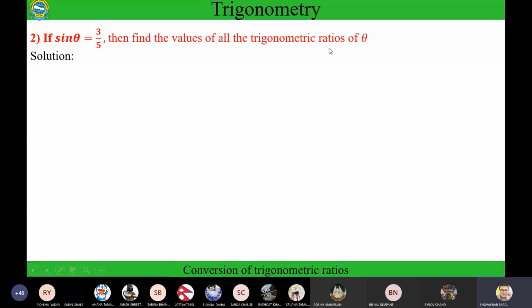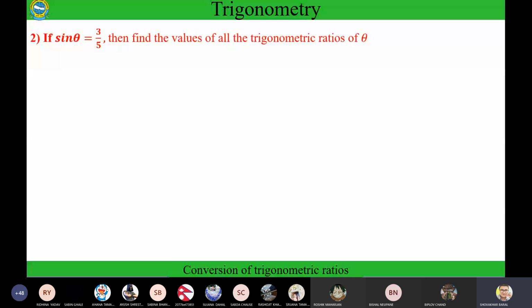Okay, so question number 2. If sin theta is equal to 3 upon 5, find the values of all trigonometric ratios of theta. Note it first. If sin theta is equal to 3 upon 5, then find the values of all the trigonometric ratios of theta.